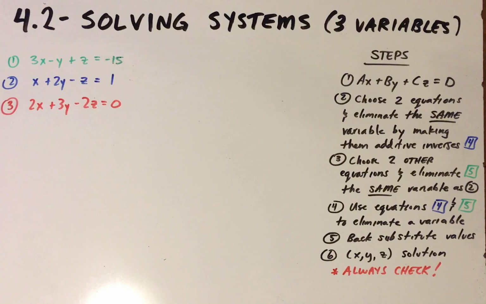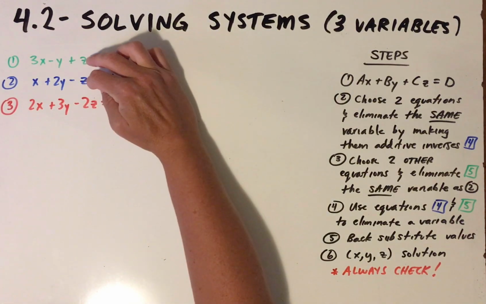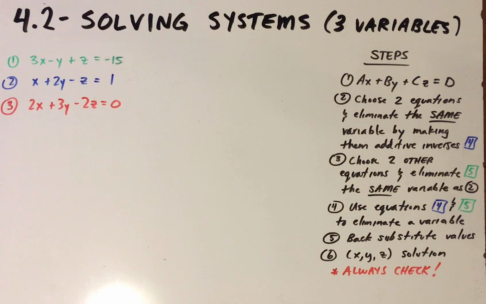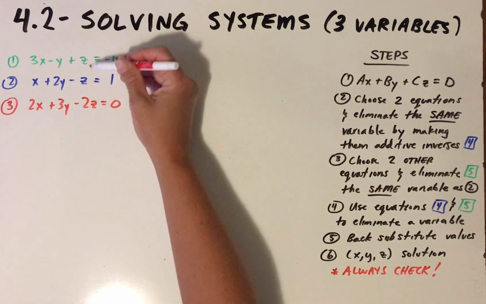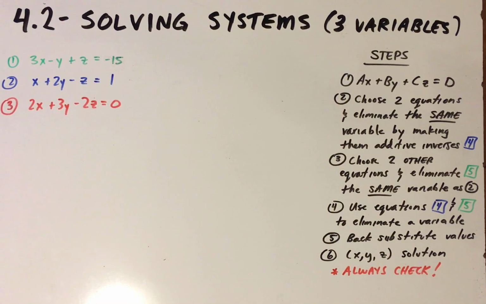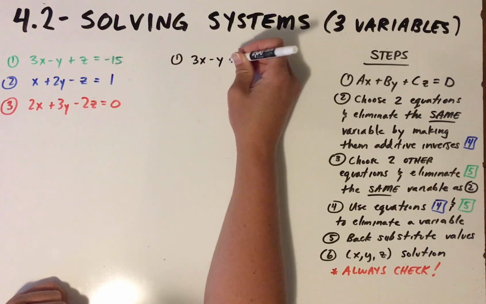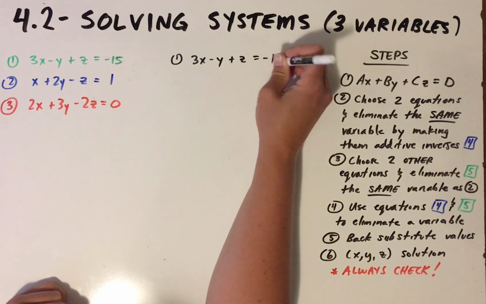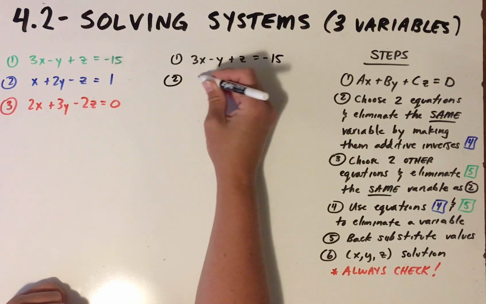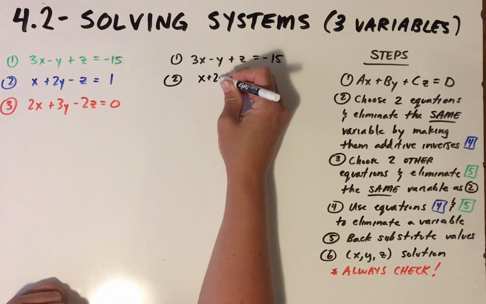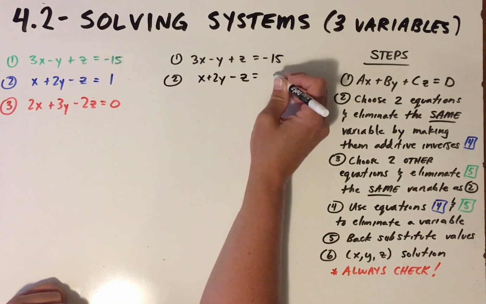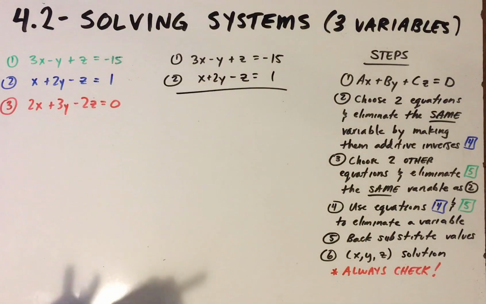So the smartest equations to choose to eliminate z by adding them together are 1 and 2, because when I add them together, the additive inverse is right here with this z and negative z will sum to 0. So I'm going to take equation 1 and equation 2. Now make sure you don't make a lot of copy errors and don't skip too many steps here, or it's really easy to make mistakes.